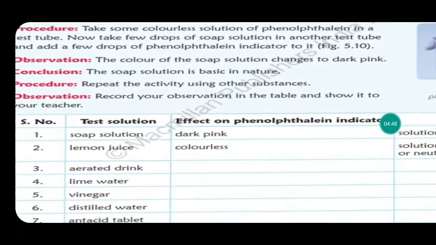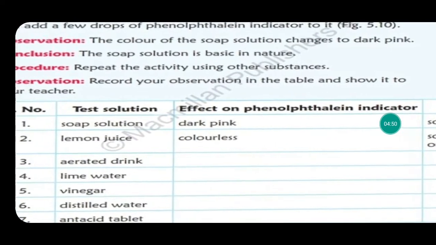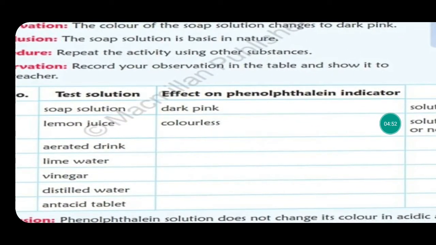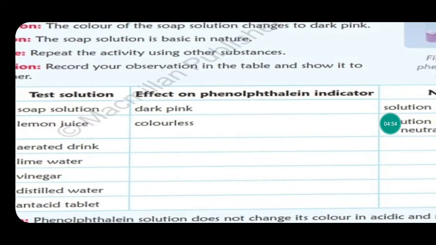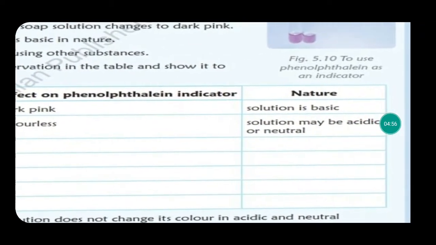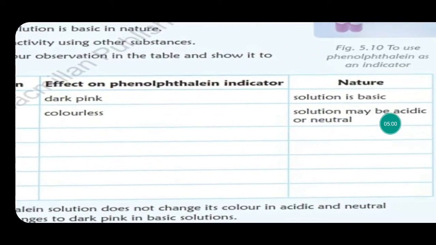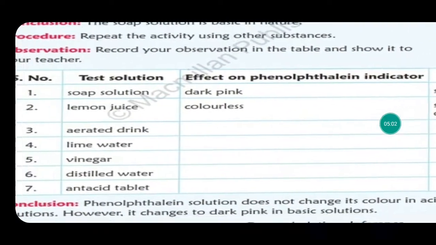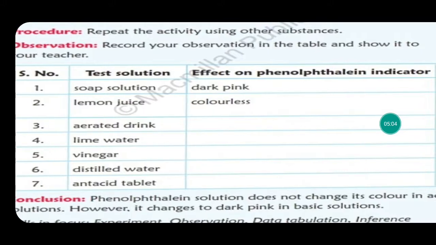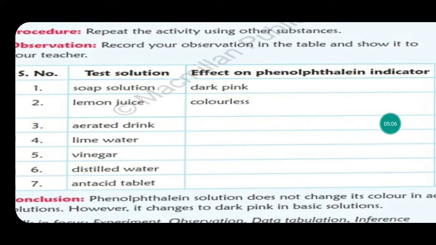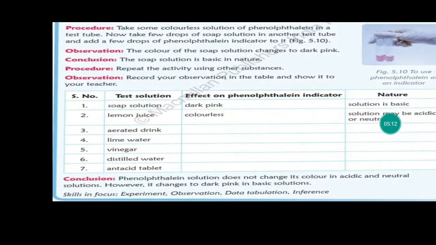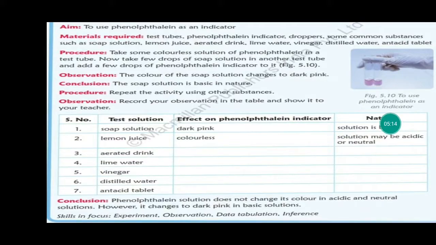Here we have taken the soap solution. As we know the soap solution is basic in nature, the color will change into dark pink, so we conclude that the solution is basic. Like that, lemon juice is acidic, no color will change, and the solution may be acidic or neutral. Like that, you have to find out in which case the color is changed and in which case the color is not changed, so that we can conclude that the particular solution is basic or acidic.